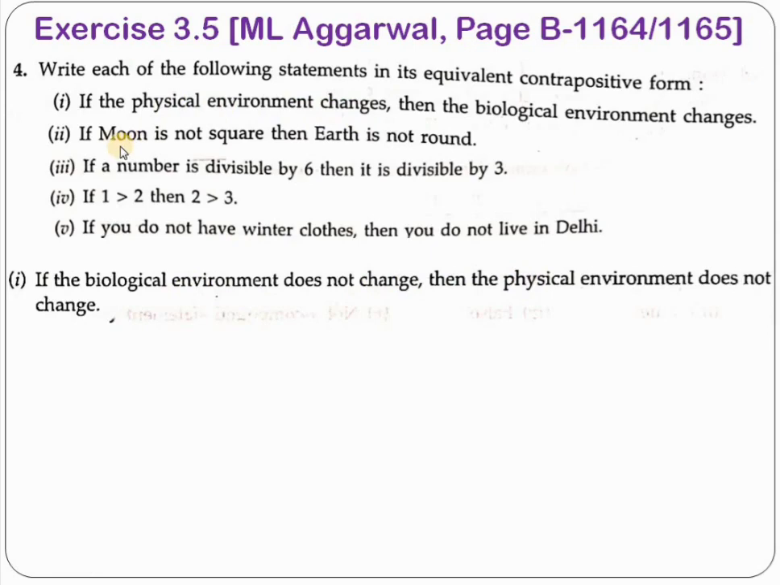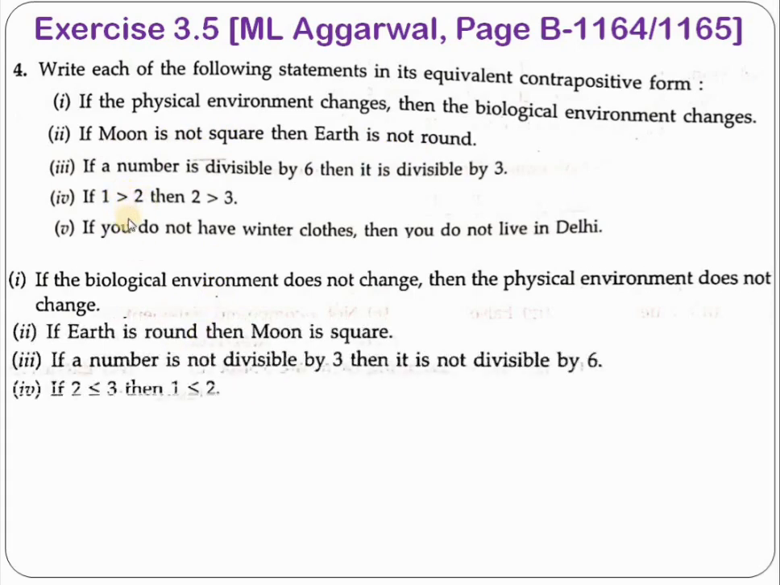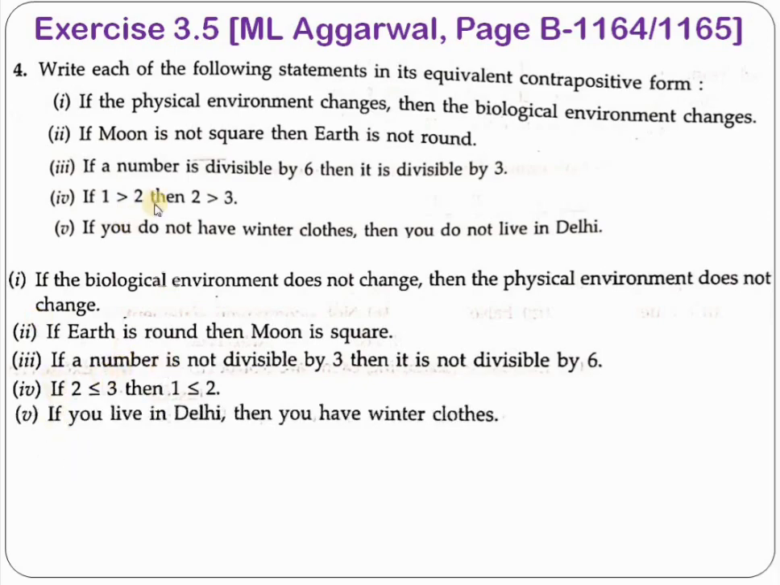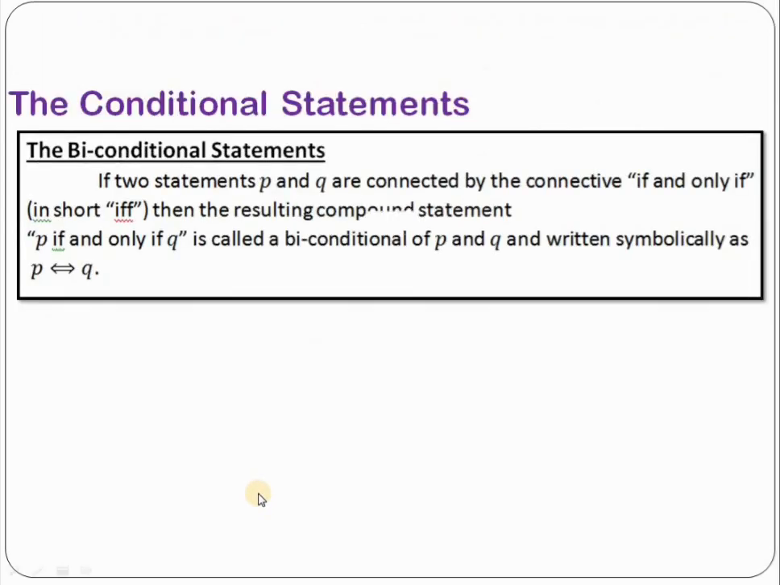Hope the thing is clear to you. Let me take one more sum for you. So if the moon is not square, which is P, then the earth is not round, which is Q. So what is the negation of Q here? Earth is not round, so the negation of this becomes earth is round. So if earth is round, then moon is square. Okay, so that's what will be my answer. Similarly, you can check your answer with 3, 4 and 5. Yes, okay, so these will be your answers for these 3 statements. All right, so you may pause the video to note down here.